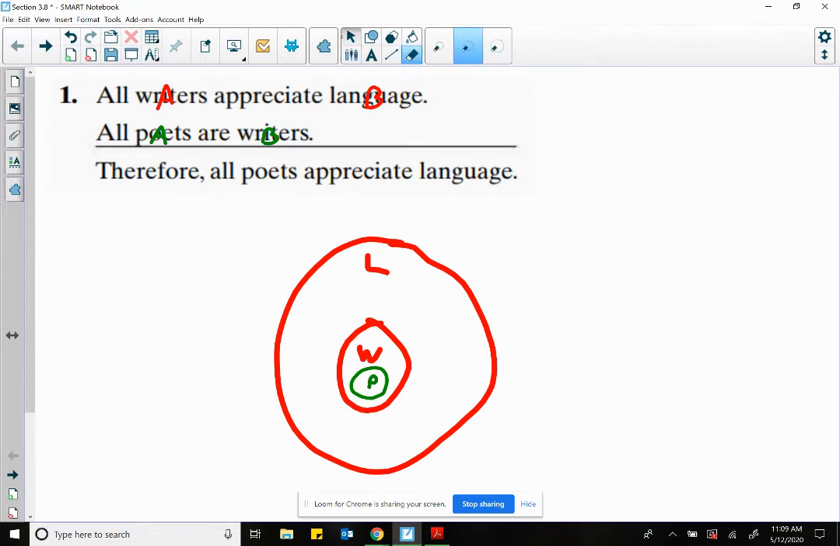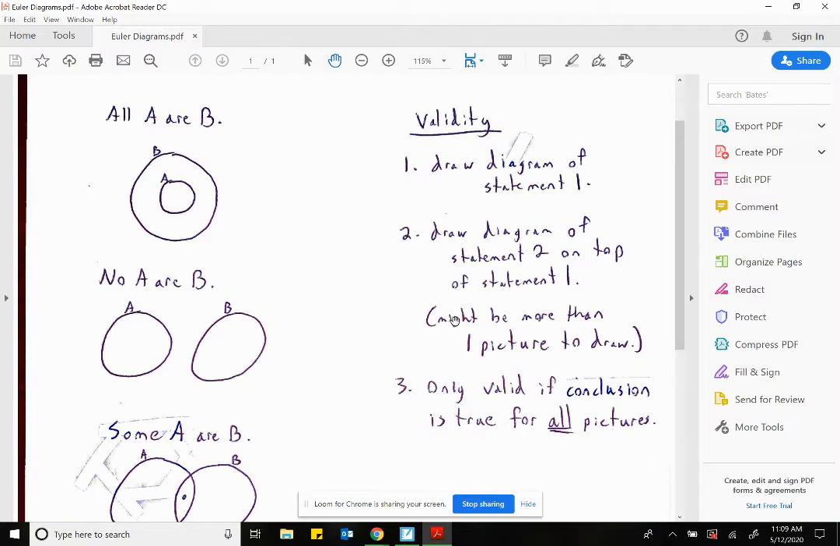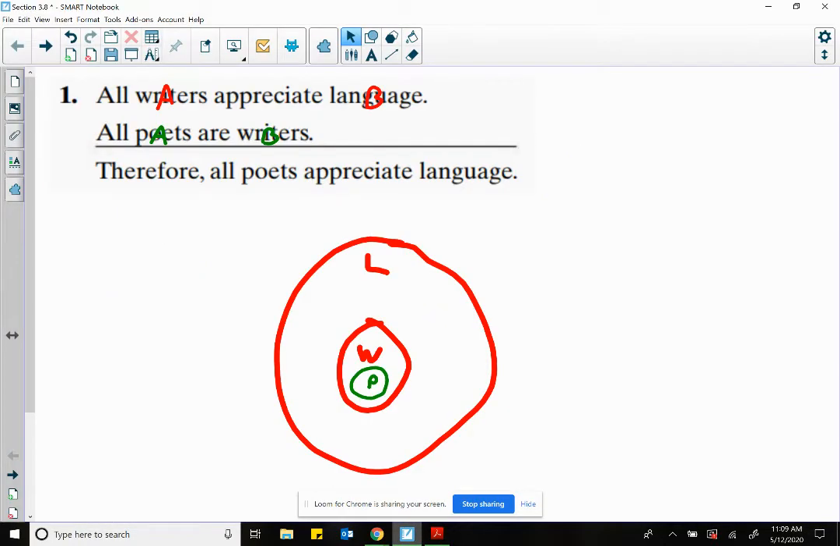And see how this works for this statement. All poets are writers. Okay? Now, out here there might be more than one picture to draw. So when you're doing step 2, you need to make sure that you have a picture for all cases. Okay? So the question is, is there any other way that I can draw this circle of poets and still make sure that all this is valid?